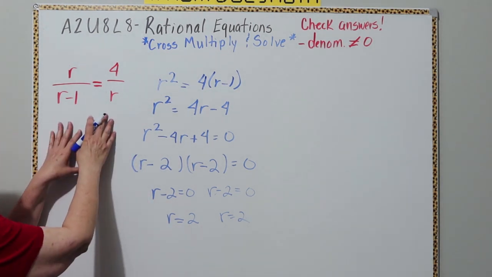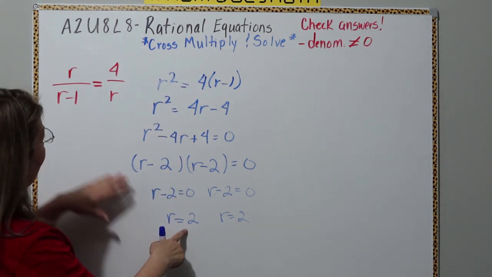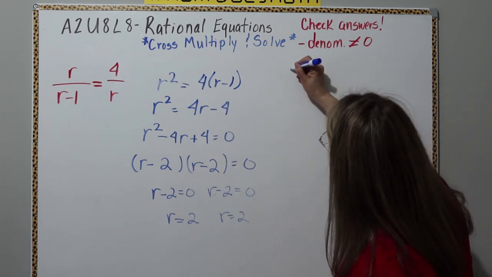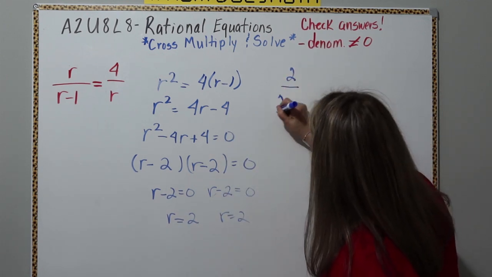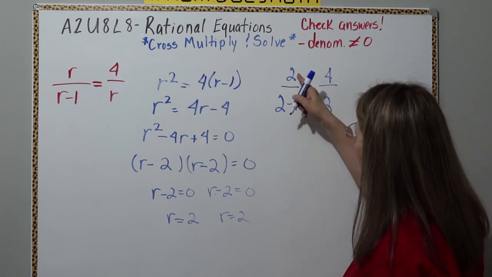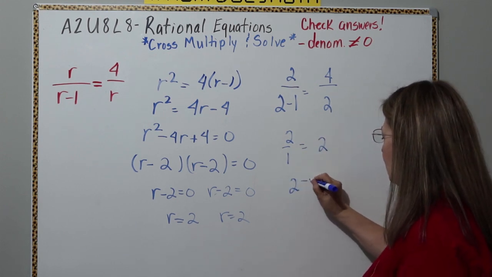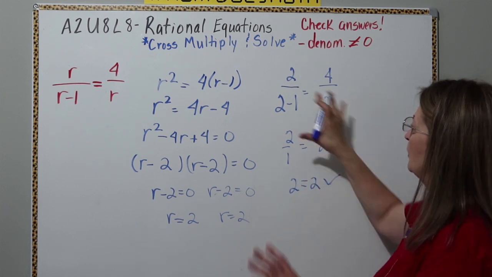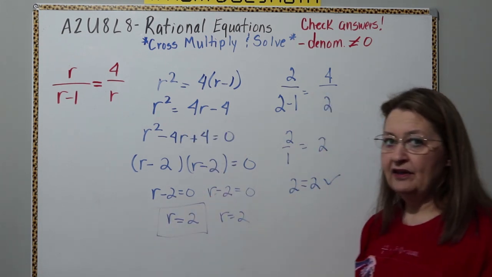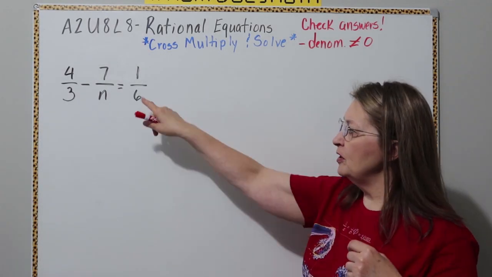So let's plug it in over here and check it to be sure that we don't have an extraneous root. All right, if I take 2 and plug it in for all the r's, I'm going to have 2 over 2 minus 1 equals 4 over 2. So I've got 2 over 1 equals 2. 2 is equal to 2. There was not a 0 denominator created. So that's your answer. So the first two are pretty simple. Let's bump it up a notch.